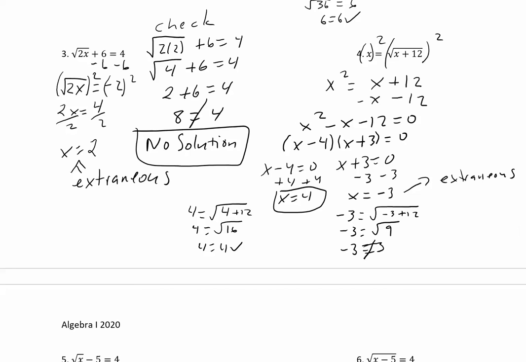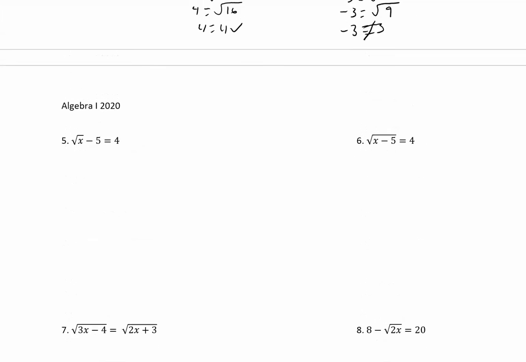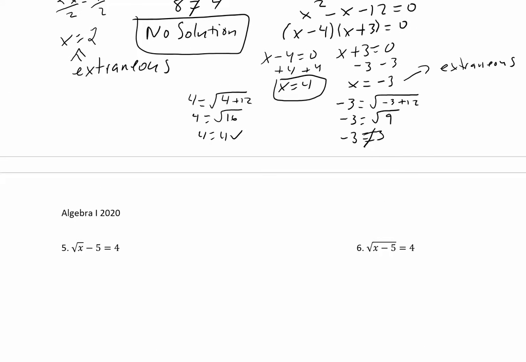Okay, so you guys go ahead and try this next page, numbers 5 through 10. Then go ahead and check the answers online. They're posted under the topics page in My Viewpoint. And email me if you have any questions on any of the problems.